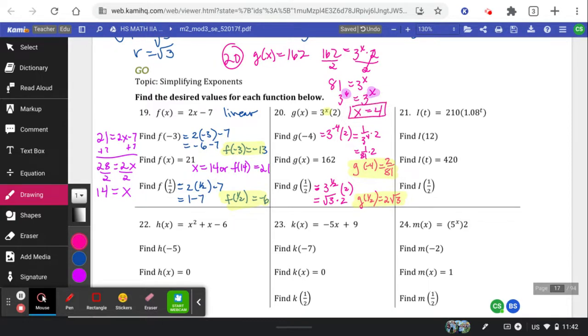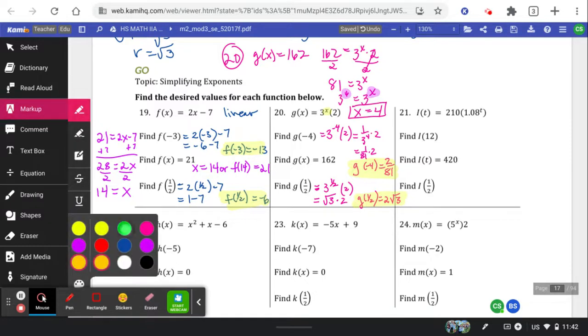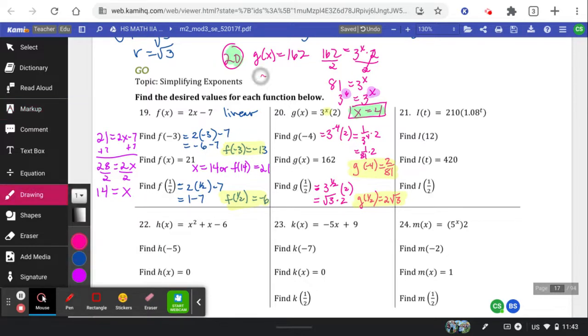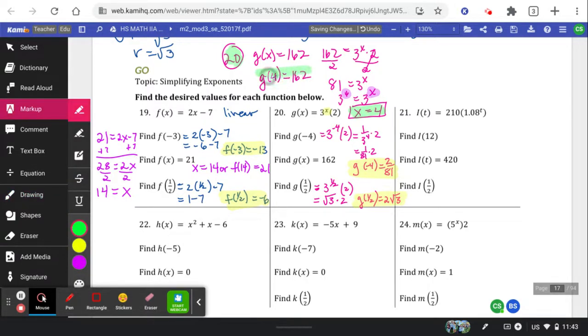So the answer for number 20, the output problem, is x equals 4, or you could also write it as g of x, meaning g of 4 equals 162. However you want to write this answer.